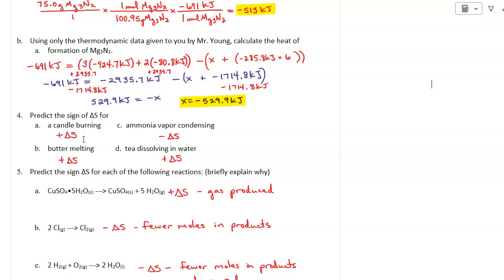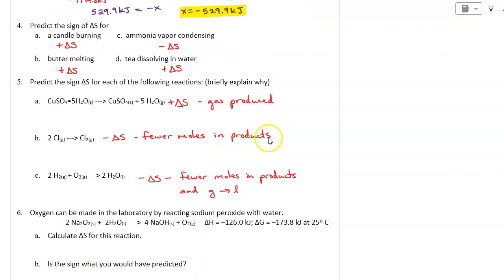Tea dissolving in water, you're going from separate tea and water to being mixed. So anytime you're mixing two things into one, that means that we're becoming more random, because those particles are not separated anymore. They're together. They're well mixed.